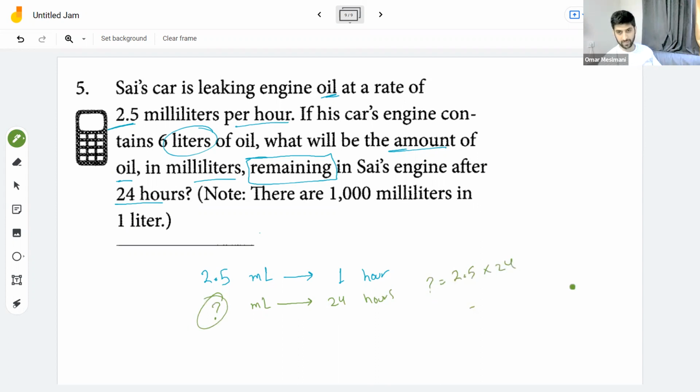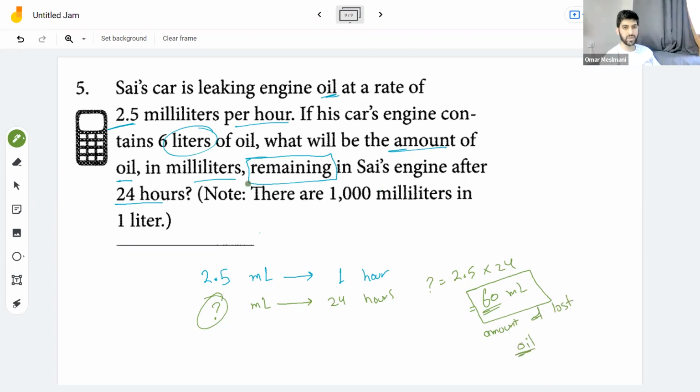And I guess if you multiply the 2.5 by 24, you get 60. All right, so use your definitions. What does this 60 represent? This 60 represents the amount of lost oil. Yes. So again, what is his question about? His question is about how many remain.